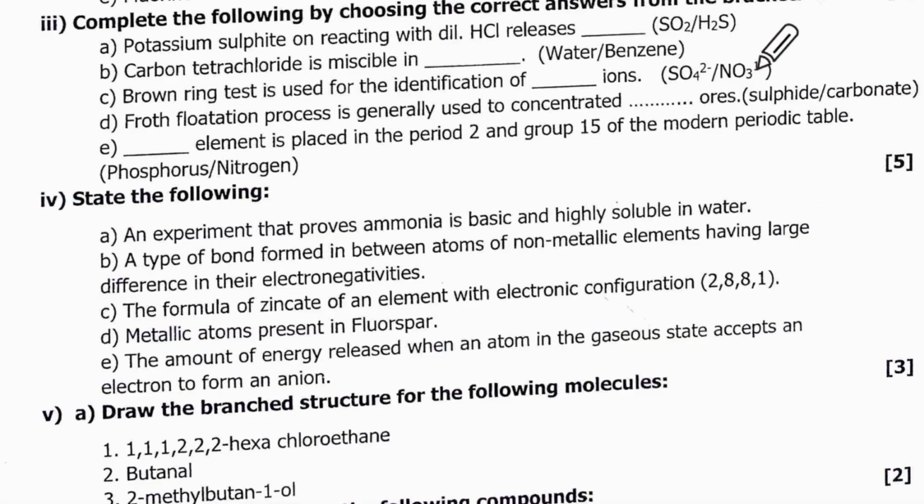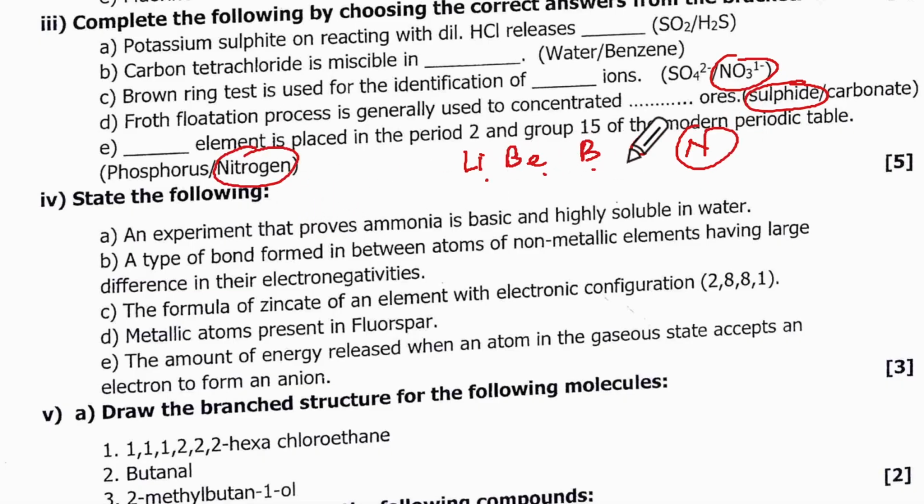Brown ring test for nitrate radical. Froth flotation process is used for sulfide ores because sulfides get wetted with oil and then they float. The element is placed in period 2 group 15. Period 2 group 15 means little Betty's boyfriend caught 9. So which one is it? Nitrogen. See, 1 2 3 4 5. Understood? So right over there, out of 5 how much you would get.